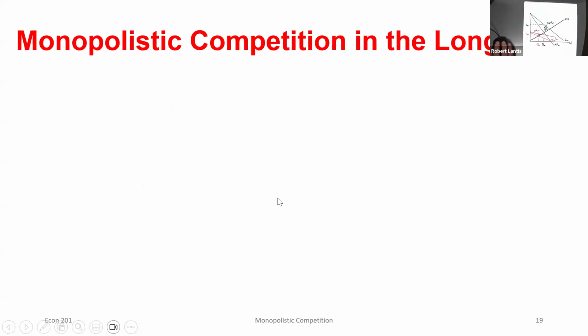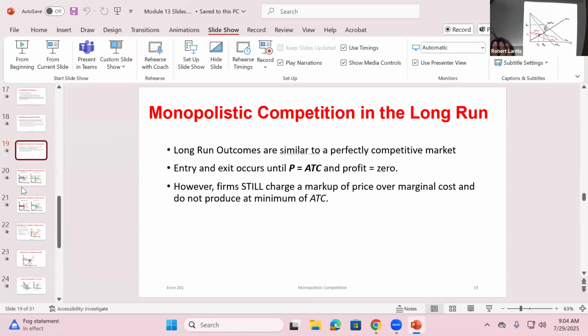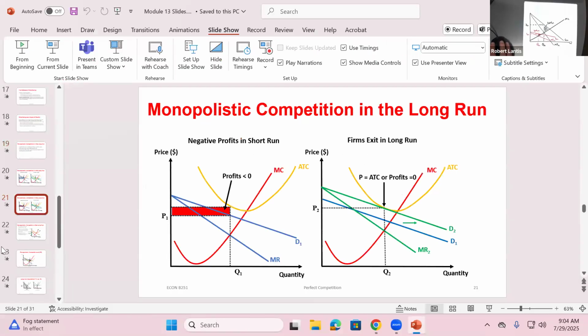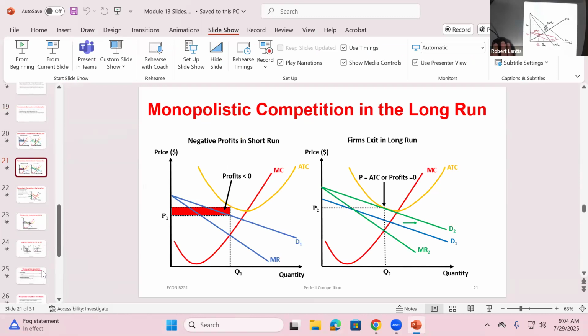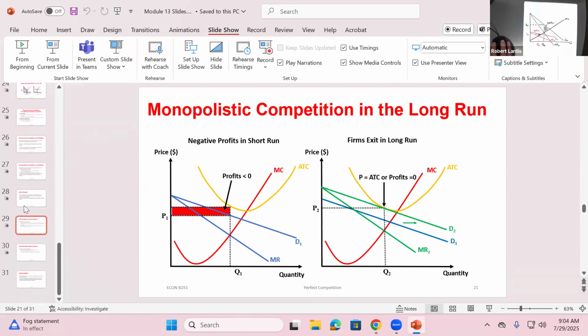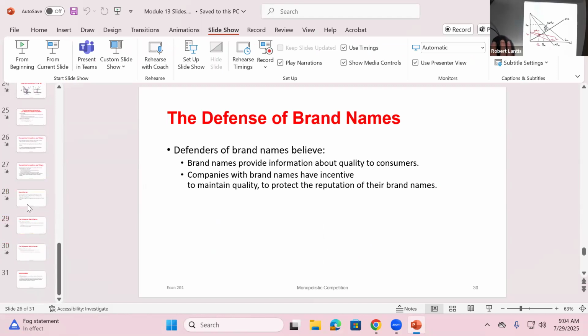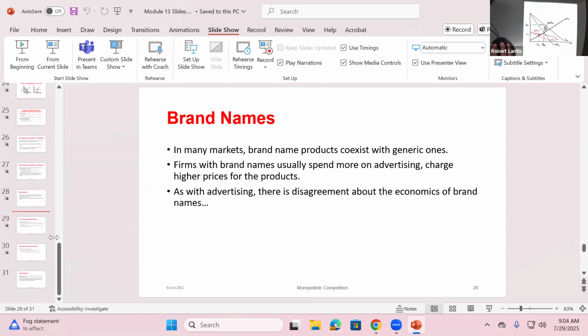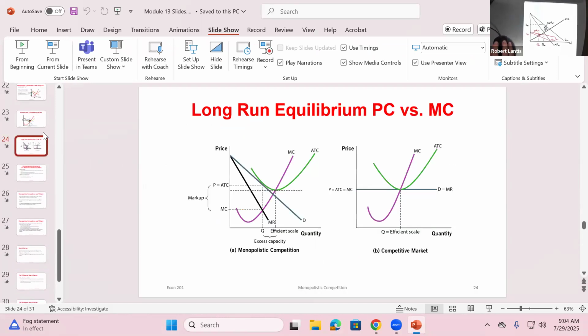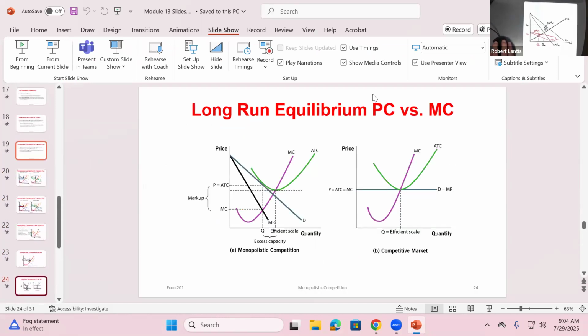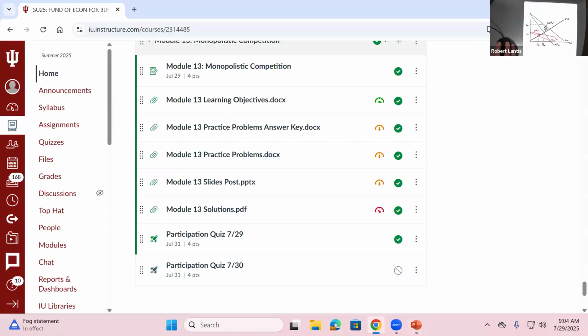So I think what we'll do here is save all of this long run stuff for tomorrow's class. So we'll go through firm entry, firm exit, where our long run equilibrium is. We'll revisit this idea of advertising and brand names. I'll probably work through a few more examples that look similar to what we did today, but in the long run as opposed to the short run where we sometimes have positive or negative profits. So we'll save that for tomorrow.